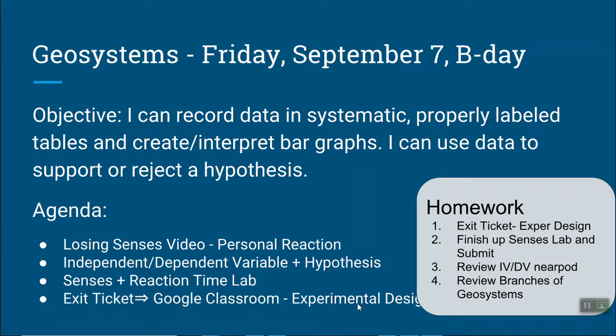Our objective, we had two, was I can record data in systematic, properly labeled tables and create and interpret bar graphs. I can use data to support or reject a hypothesis. We started off with the video about the gentleman who lost his sight but continued to climb Mount Everest and kayak down the Colorado River. And then we did a lesson on independent and dependent variables and writing a hypothesis. After that, we did the senses and reaction time lab with the meter stick, and we ended off class with an exit ticket on experimental design.